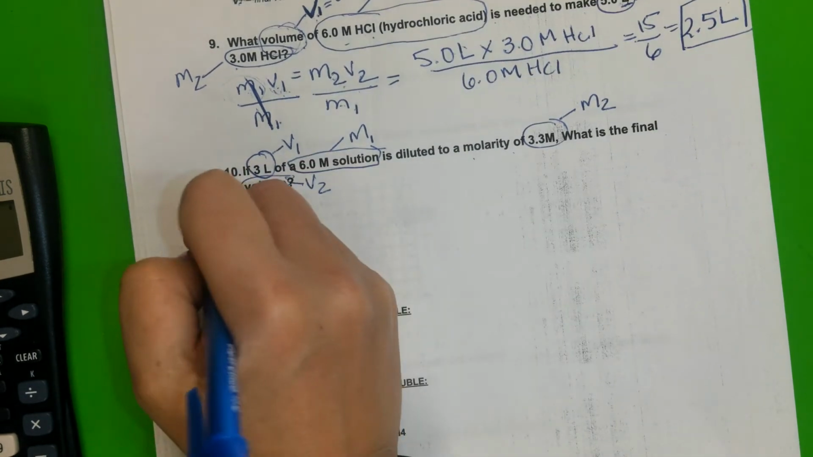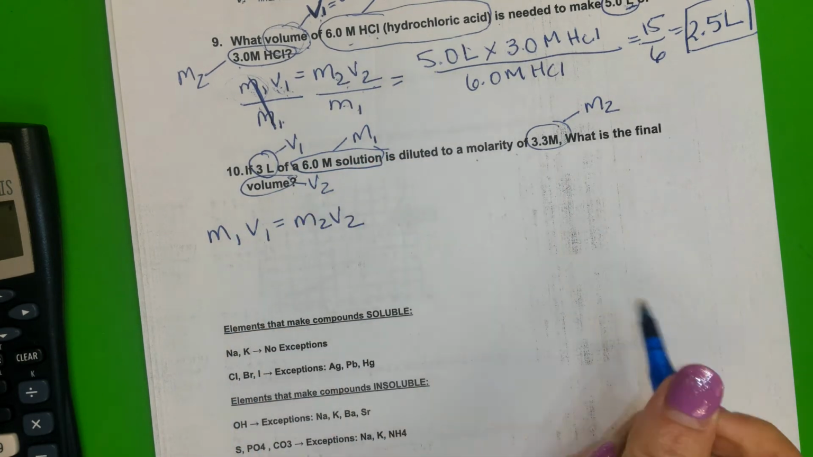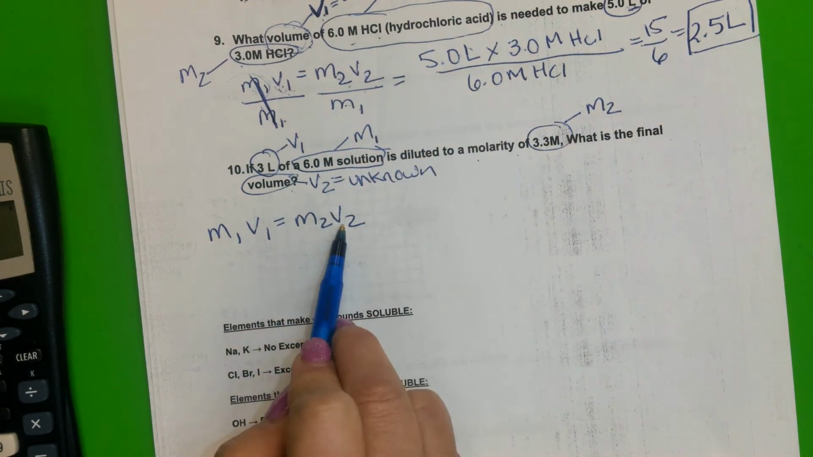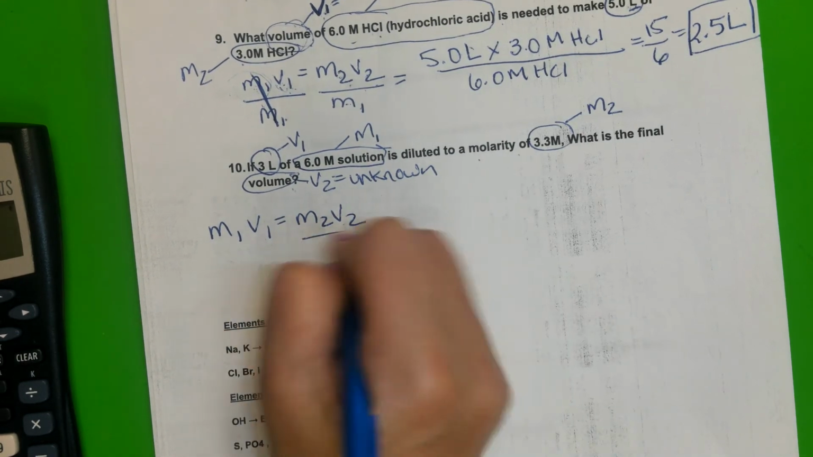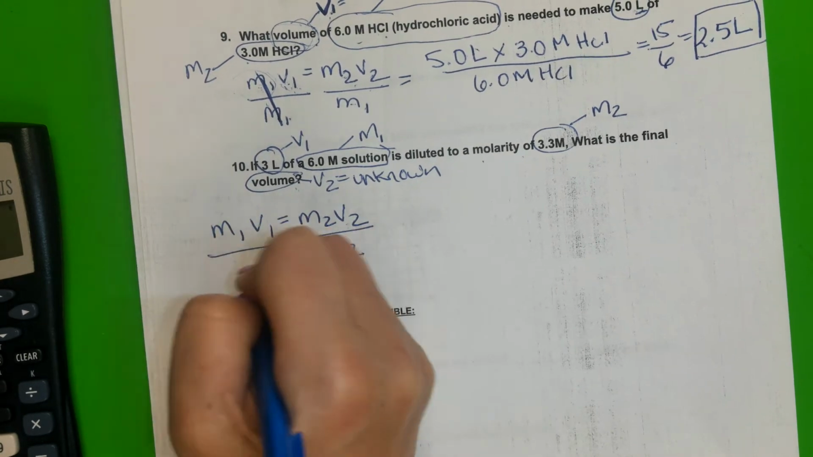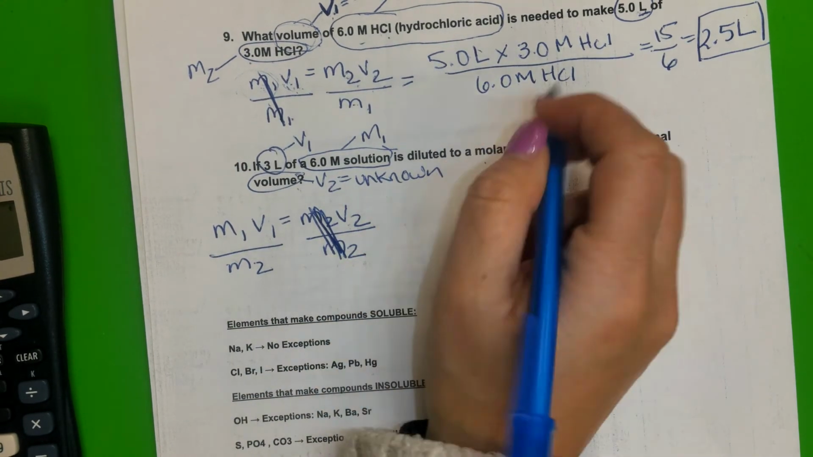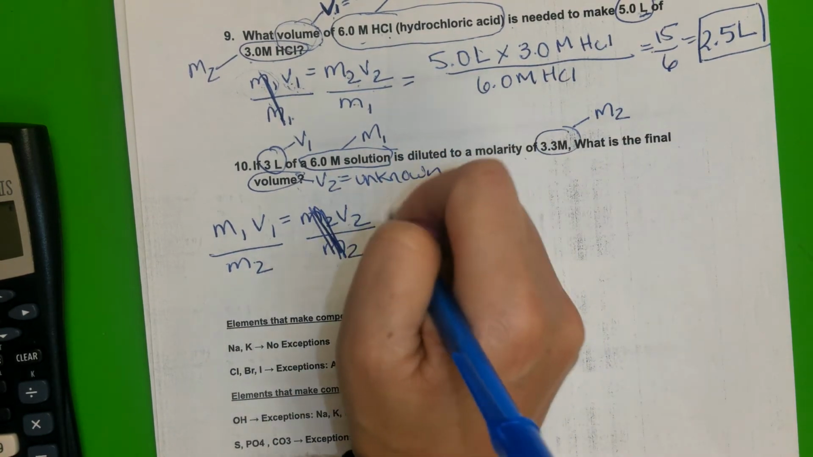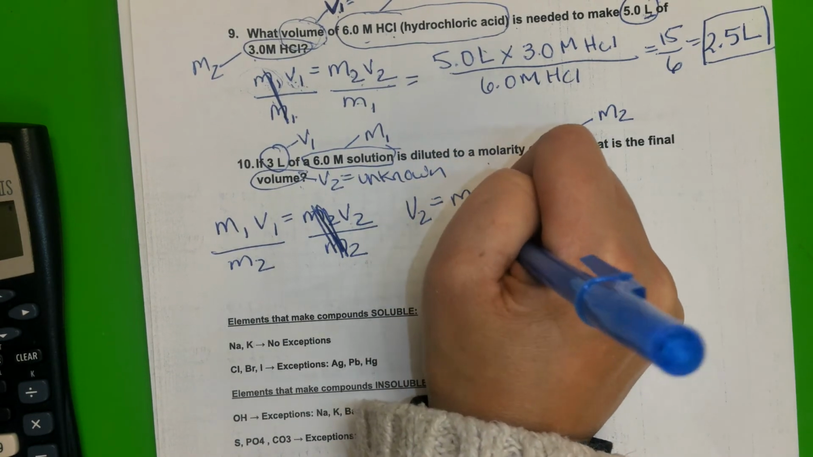So again, M1 V1 equals M2 V2. And what are we solving for? This is your unknown, so we want V2 by itself on this side of the equal sign. We need to move M2. Since this is multiplying, you just divide by M2, and you do the same thing to the other side. Cancel this, and now V2 is by itself. I'm going to rewrite it so it looks prettier. V2 is by itself, yay. V2 equals M1 V1 divided by M2.